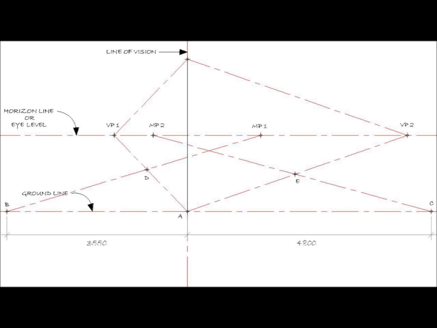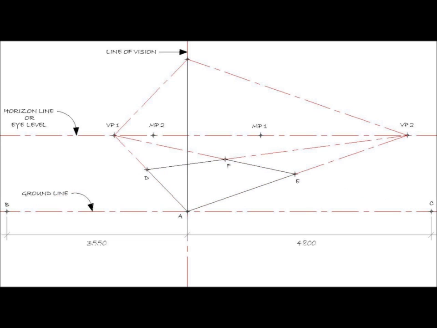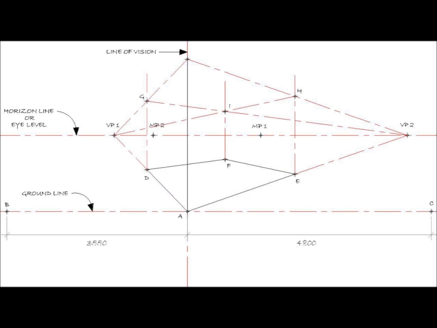Now join B and C to the opposite measuring points to get D and E. Joining D and E to the opposite vanishing points will give you F, which gives you the basic floor plate. Taking verticals at D, E, F will give you G, H and I, which completes the basic block of the room.